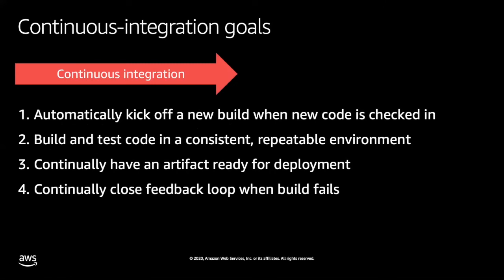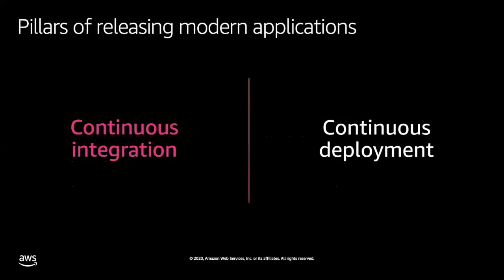So we've covered how to automatically kick off new builds, build and test code, have this artifact ready, and then close that feedback loop, which rounds out our continuous integration section.